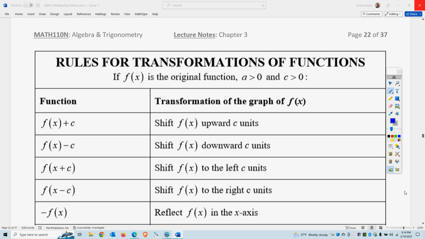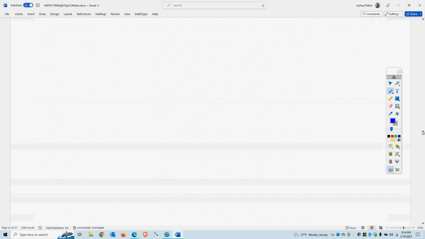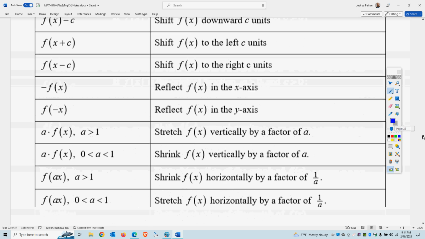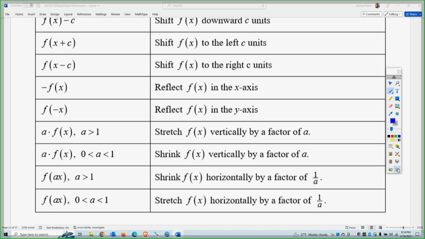Essentially, the transformations: if you add or subtract a number to a function, whether it's on the inside or the outside, it'll shift or translate it up, down, left, and right. Also, if you negate the inside or the outside of a function, it will reflect it over its corresponding axes. Notice that the negative on the outside affects the y, so it'll flip over the x-axis. The negative on the inside affects the x, so therefore it goes over the y-axis.